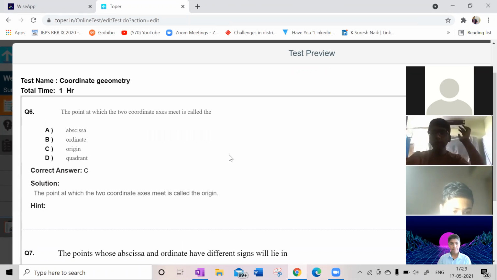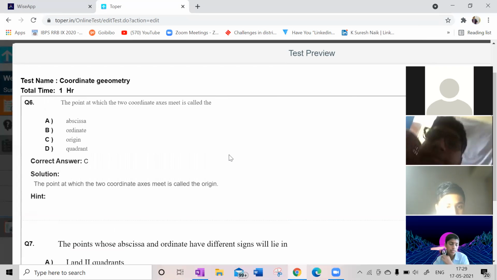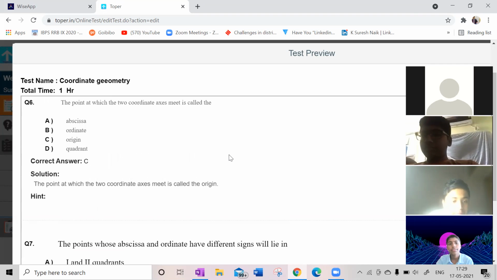Yes, sir. For me, the sixth question is completely different. That is what I'm telling, Piyush. See, I have given the coordinate geometry paper only. You can see that here. Something might have gone wrong. Sir, let me check it out. Yes, the questions may be jumbled, sir. Might have jumbled, so that might be the reason.